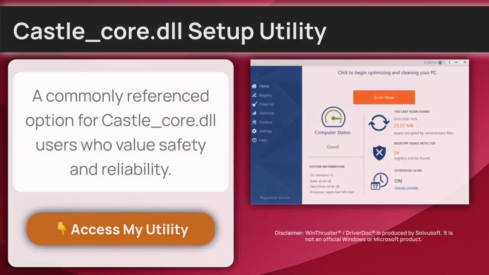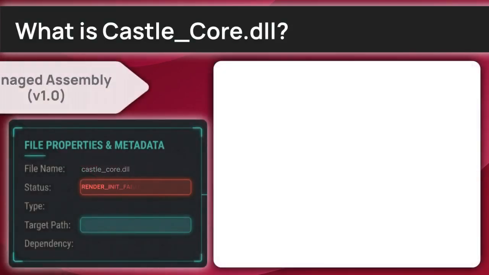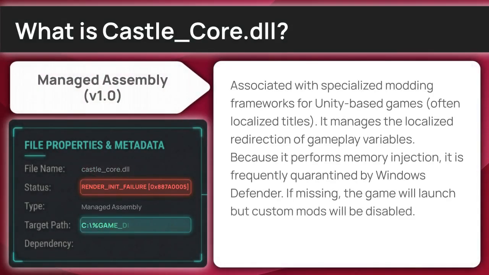This is the Castle Core Library, associated with specialized modding frameworks for Unity-based games, often localized titles. It manages the localized redirection of gameplay variables. Because it performs memory injection, it is frequently quarantined by Windows Defender. If missing, the game will launch, but custom mods will be disabled. With the why out of the way, let's focus on getting you running again.